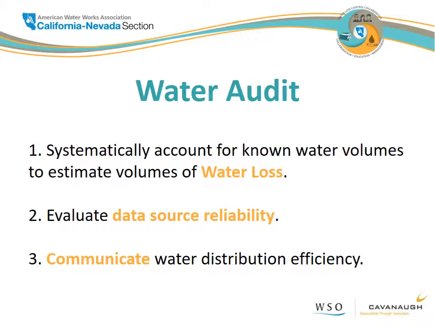And lastly, the water audit gives us some common language to communicate water distribution efficiency. So we'll talk a bit about performance indicators and how to talk about water losses that is both fair to your system and acknowledges that all systems do leak a certain amount, but is also realistic and accurate in communicating water losses in your distribution system.